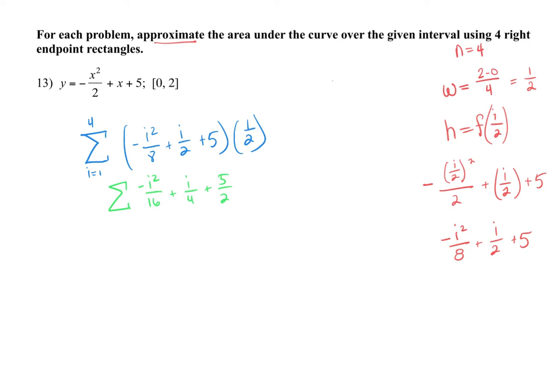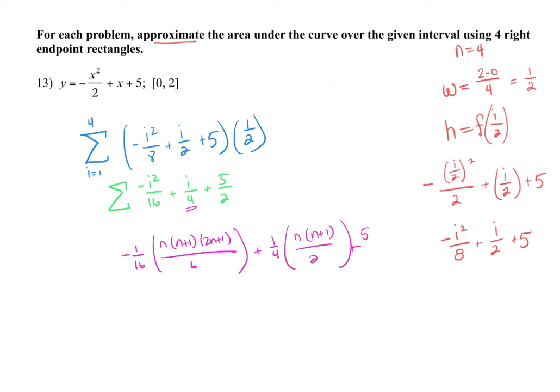So the summation formula for I squared, I'm going to go ahead and take out that negative 1/16 and do my summation formula for I squared. That's n plus 1, 2n plus 1 over 6, right? That's I squared. Plus, this is over 4, so I'm just going to put a 1/4 out here and do my summation for I. That's n plus 1 over 2. And then this is just going to be my constant times n, right?